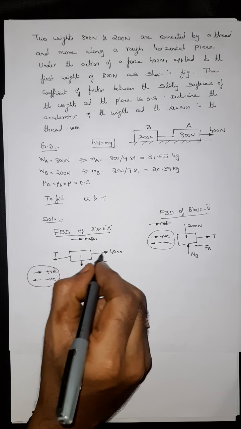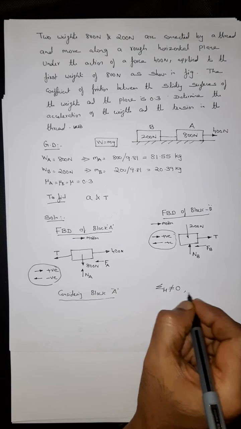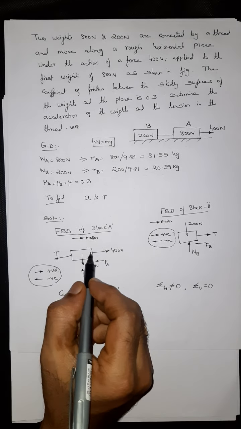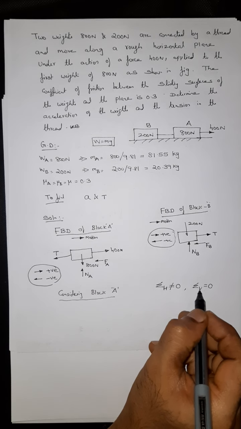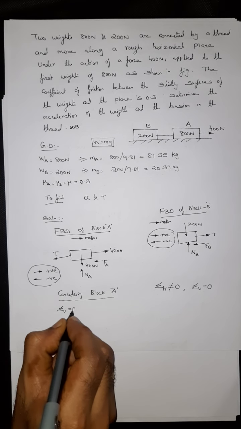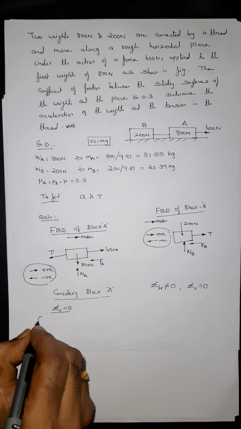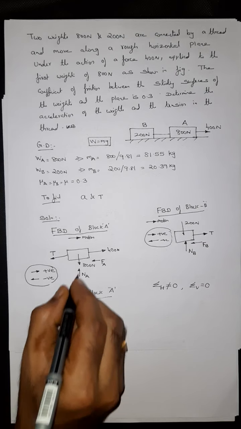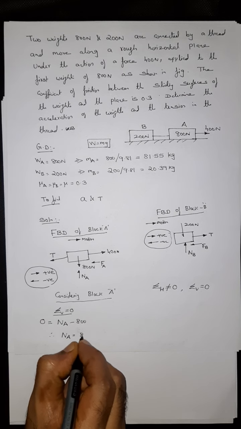The condition here is the block is moving in the horizontal direction, therefore summation H is not equal to 0. Summation V is equal to 0. Let me resolve the vertical forces first. Summation V is equal to 0. Therefore 0 equal to NA minus 800. Therefore NA equal to 800 Newton.